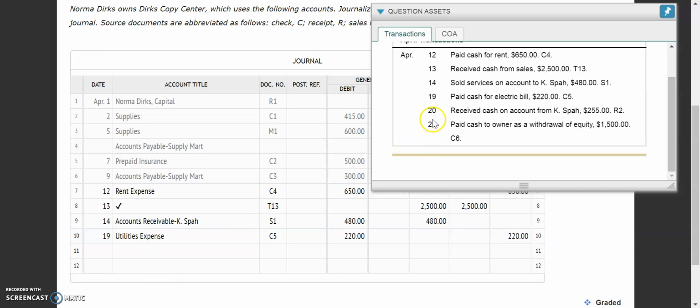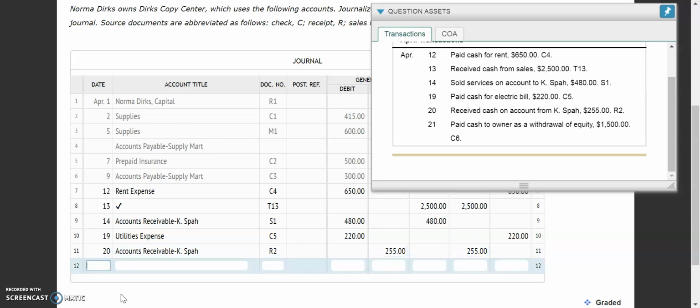Next up is on April 20th, we received cash on account from K-Spa. So remember, K-Spa had bought things from us 6 days earlier, but didn't pay for them. 6 days later, we receive a check for $255, receipt number 2. So we plug in the 20th. Accounts receivable is still going to be our account title. It's just that in this transaction, accounts receivable is actually going to be credited because it's going down. They paid us, so they no longer owe us money. So that asset is going down by $255. And what's happening is we get a $255 cash debit.